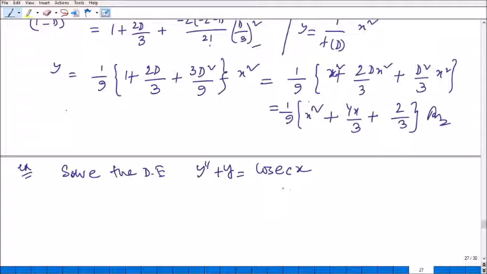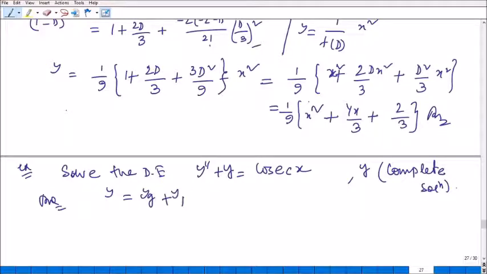Now in this problem we have to find out the complete solution. So the complete solution is the sum of the general solution yg of the homogeneous differential equation associated with this non-homogeneous differential equation plus yp, the particular solution of this differential equation.